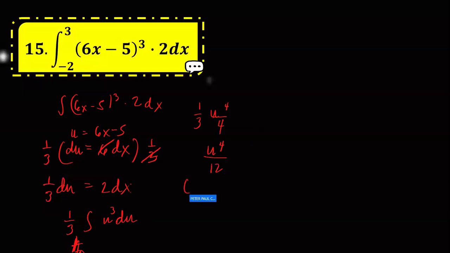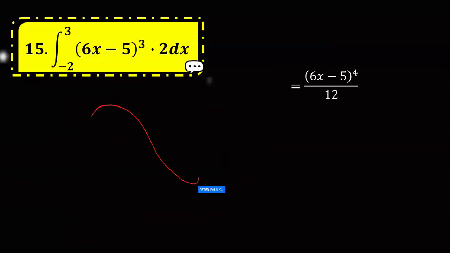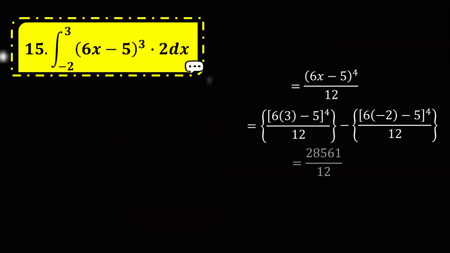So we replace again u by x. So (6x minus 5) to the fourth over 12. So you see, this is the answer. It's the quantity 6x minus 5 to the fourth over 12. Just like that. So we don't need this solution, but what we need is this solution only. Next, we will apply the fundamental theorem of calculus. So we have 3 minus 2. And so the answer becomes this one.